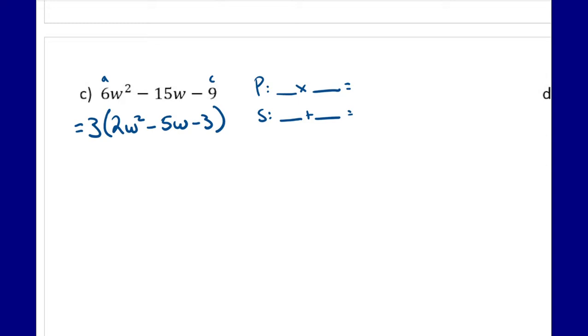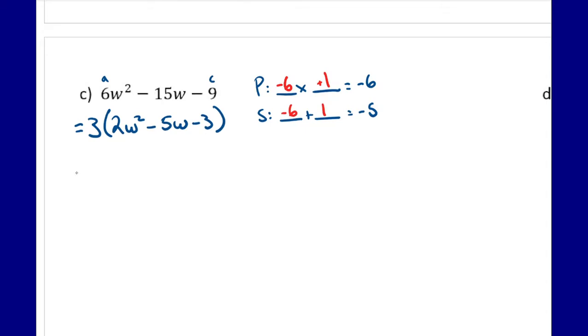This then leaves me with still a complex trinomial, but let's try these numbers. So we're looking for two numbers that multiply to give us 2 times negative 3, which is negative 6, and add to give us negative 5. Now this is a little bit easier to solve, right? There's only so many options that multiply to negative 6. In this case, it will be negative 6 and positive 1. Negative 6 times 1 is negative 6. Negative 6 plus 1 is negative 5.